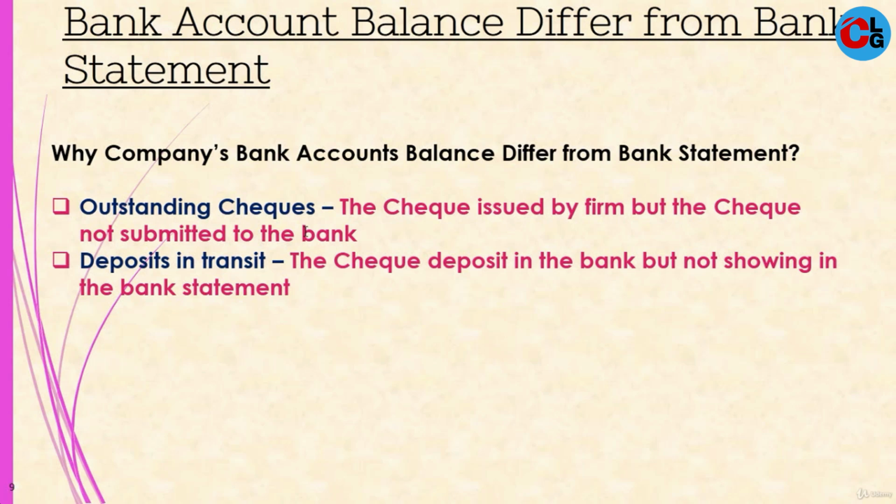The third one is bank charge. We don't know in advance how much bank service charge we get from the bank. At the end of the month the bank charges us for its maintenance service. That charge is not showing in our company's account book because we don't know about it, but the bank statement shows it. So this is how our company's bank account balance differs from the bank statement.